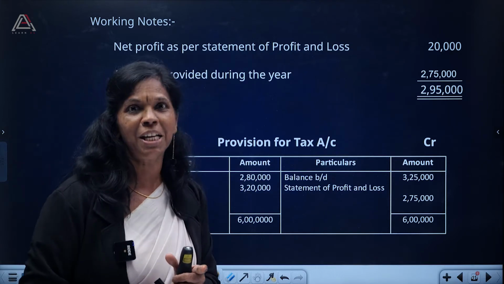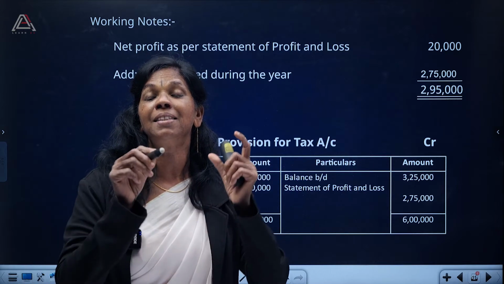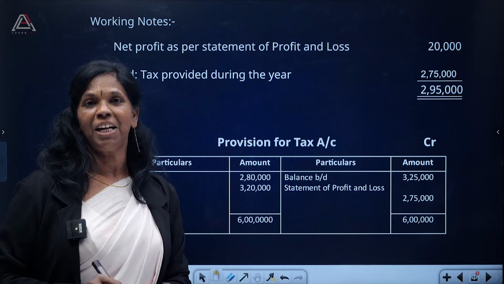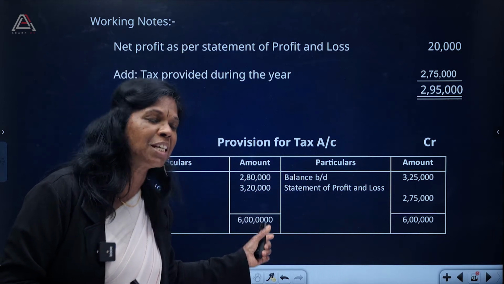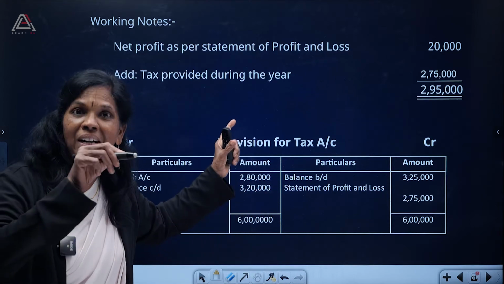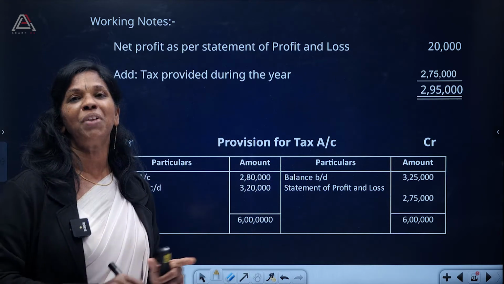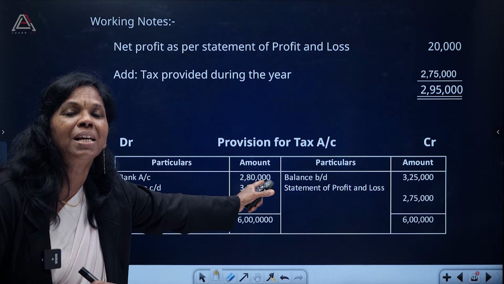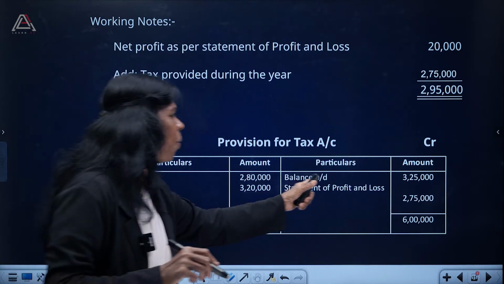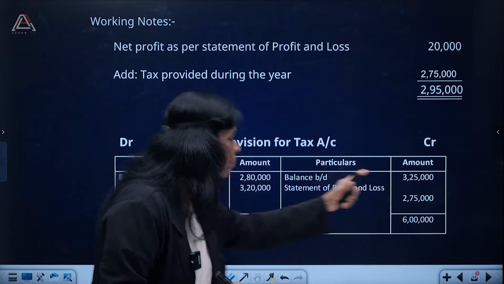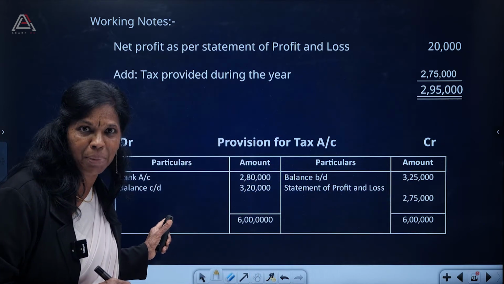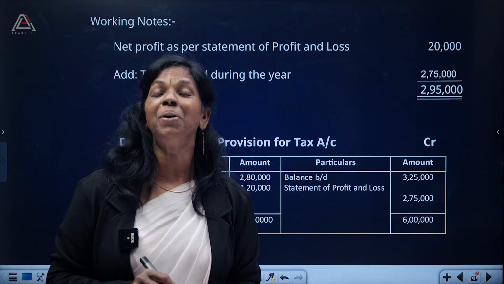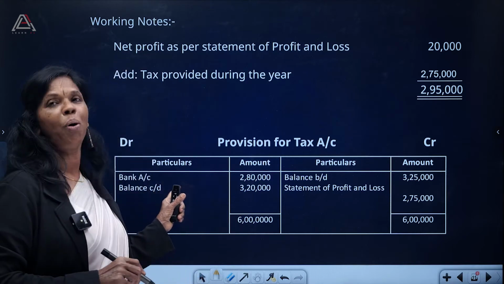Then tax paid during the year. How much is the tax paid during the year? That is 2,80,000. What is the journal entry? Provision for tax account debit to bank. So it is recorded on the debit side of the provision for tax account, to bank. How do you understand? The opening balance we record on the credit side, the closing balance on the debit side, and the tax paid during the year, as the journal entry is provision for tax account debit to bank, is recorded on the debit side.